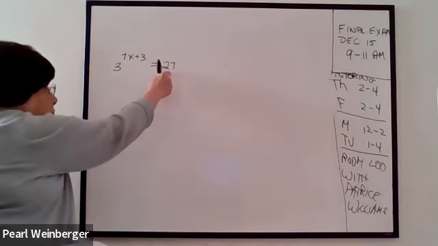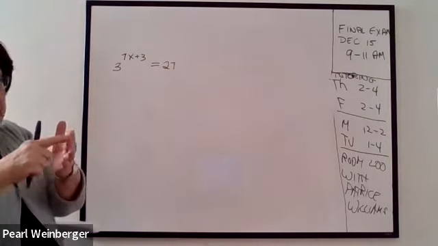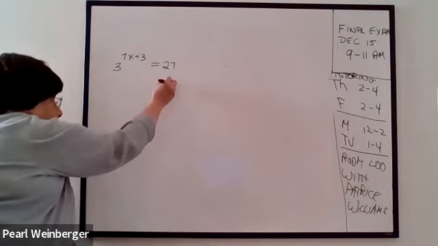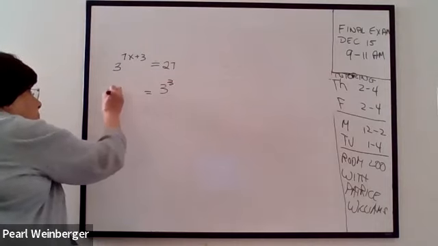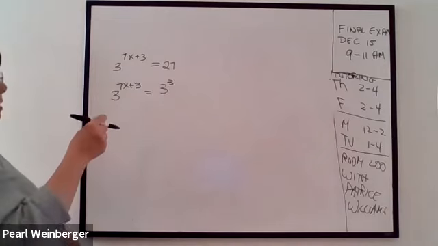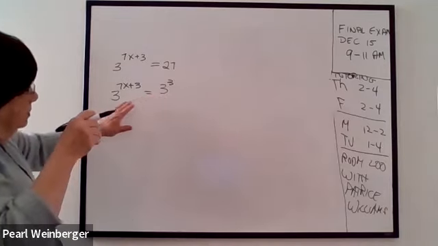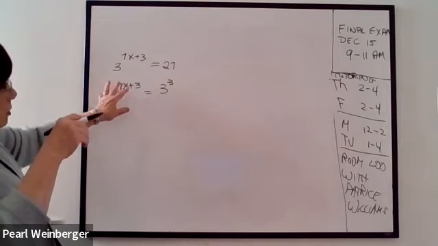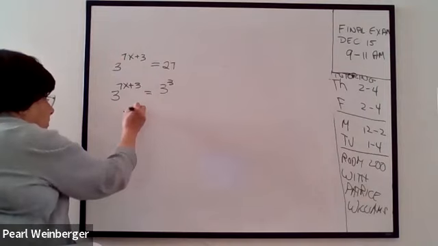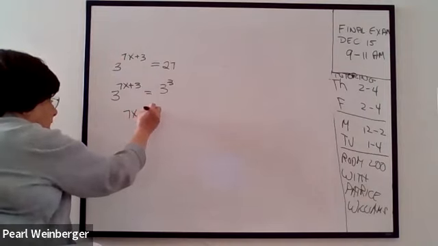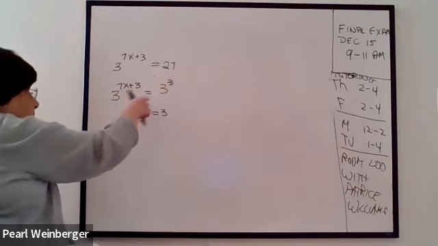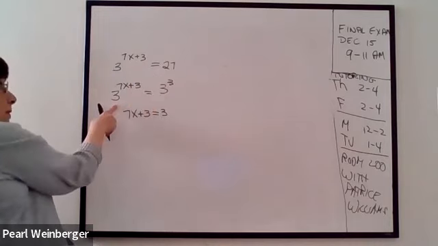Well, yes, 27 is 3 times 3 times 3. It's 3 to the third. And then once you have both of them as the same base, you can ignore the base and just make an equation of the exponents. That means the 7x plus 3 has to equal the 3. This exponent has to equal this exponent because they're both being put on base 3.